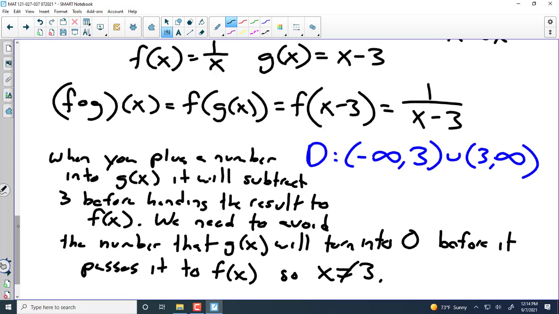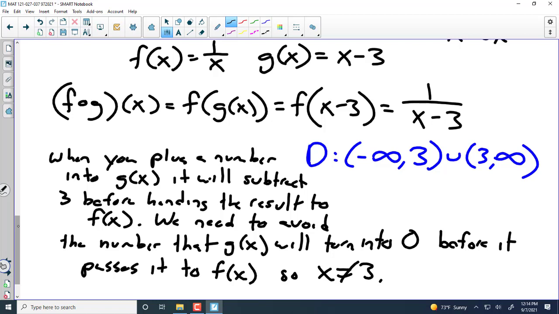G of x gets the number first. When you do this composition, g of x gets it first. It's going to take 3 away. And it needs to make sure it doesn't give a 0 to f, so therefore it can't have a 3, because it will do 3 minus 3 and then it will pass a 0 on. Now this is horrible to read. And if you try to memorize this before you take the test, you'll go crazy.